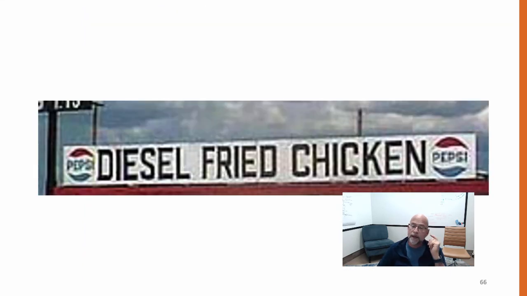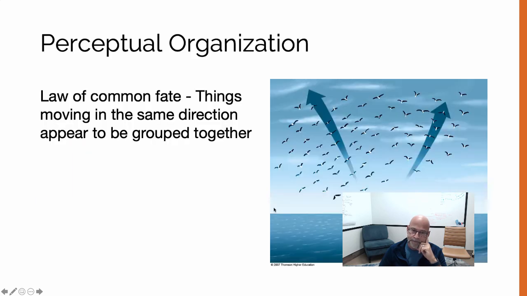Here's another great one. Here's a situation where they didn't use proximity well enough at all. So it looks like it's diesel fried chicken, when in fact it's probably diesel and fried chicken. But because their proximity was off just a smidge, it has a completely different meaning.